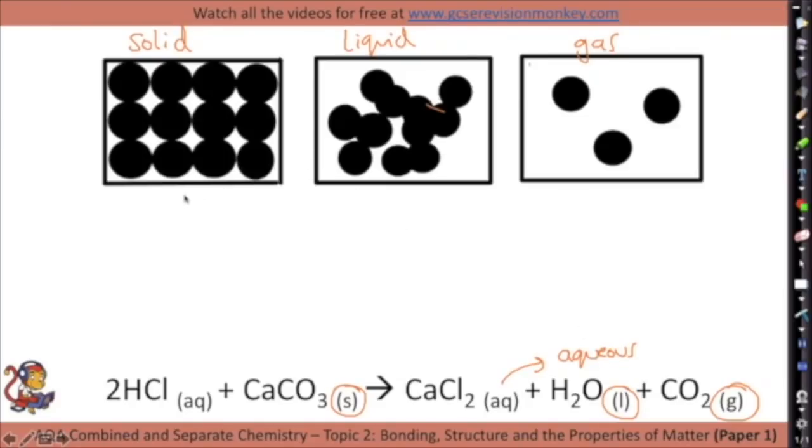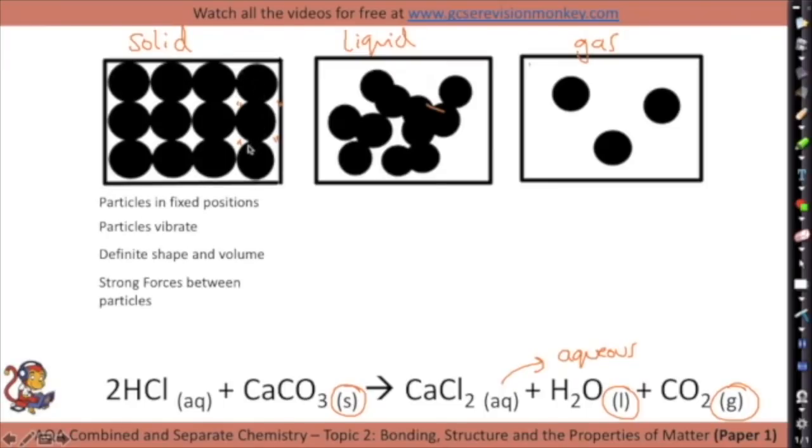So for a solid, if you're asked to describe the arrangement of particles, we need to be talking about the fact that they are in fixed positions. The particles are vibrating, which you can't see by this diagram, but they are vibrating. The particles in the solid form a definite shape and volume, and there are strong forces between the particles.